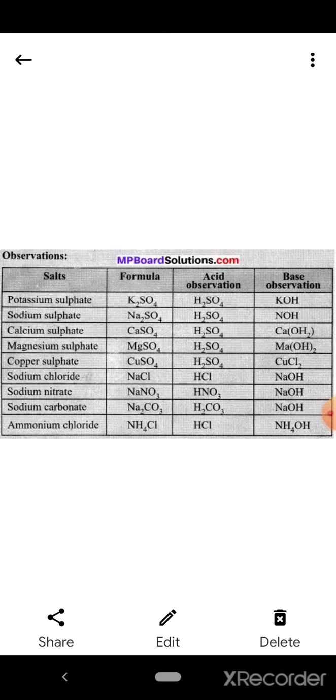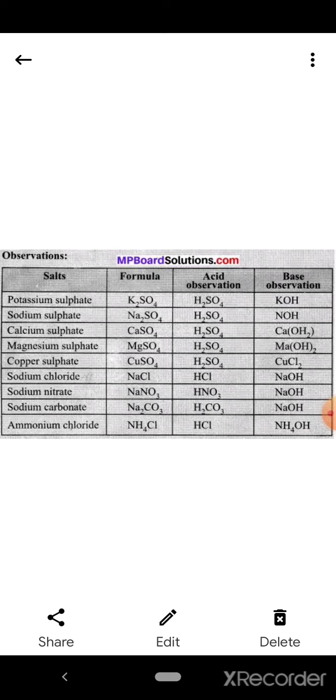For MgSO4, the acid is H2SO4 and the base is Mg(OH)2. For CuSO4, the acid is H2SO4 and the base is Cu(OH)2. Sodium chloride is obtained from HCl and NaOH, NaNO3 from HNO3 and NaOH. For Na2CO3, the acid is H2CO3 and the base is NaOH. Similarly for ammonium chloride, the acid is HCl and the base is NH4OH.